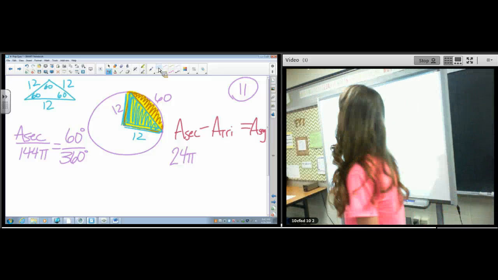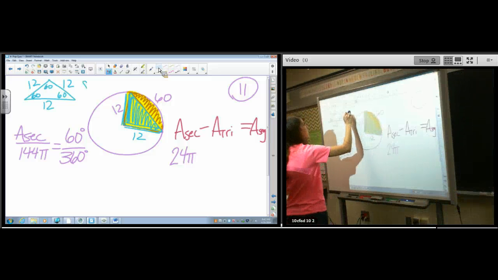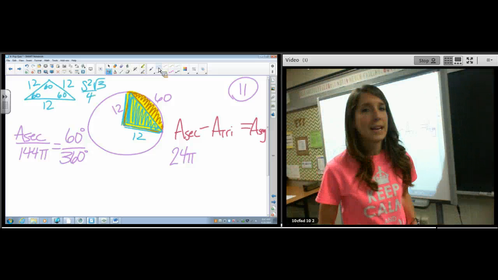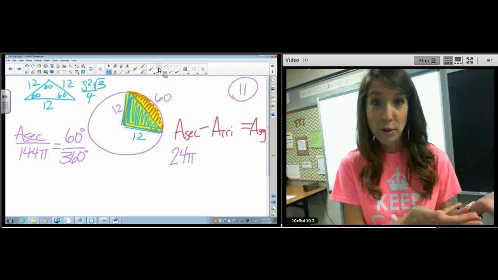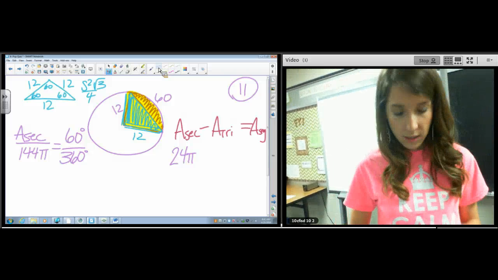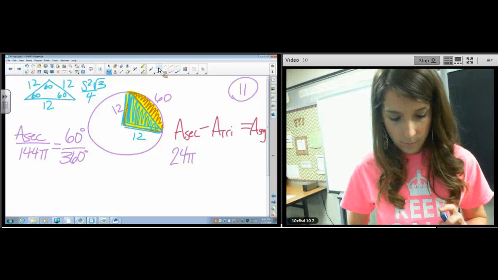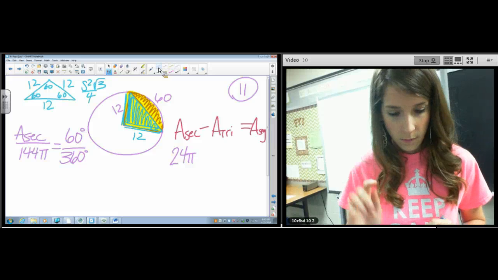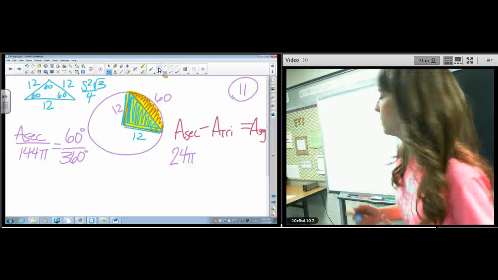And we talked about a shortcut to find the area of an equilateral triangle. It's side squared root 3 over 4. But if you have not committed that to memory, then you could just find the area of that triangle: base times height divided by 2. So side squared, that'd be 144 divided by 4, and we get 36 root 3.